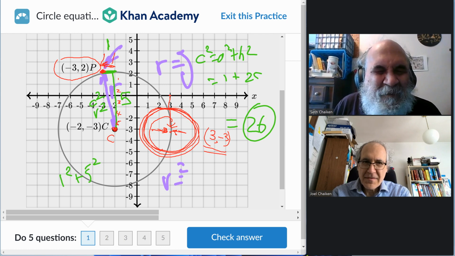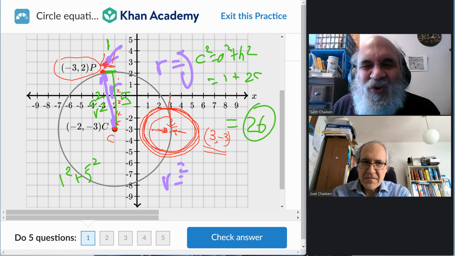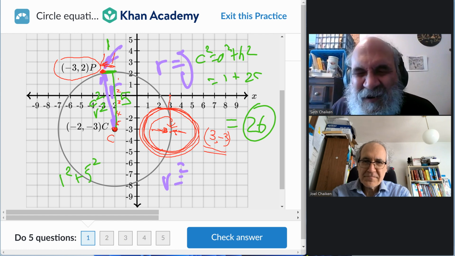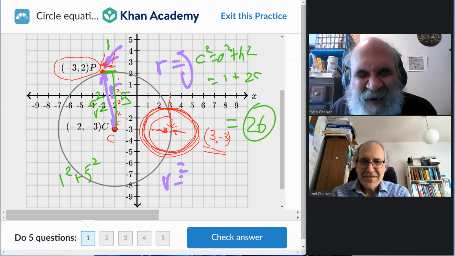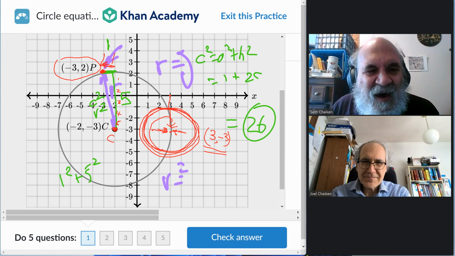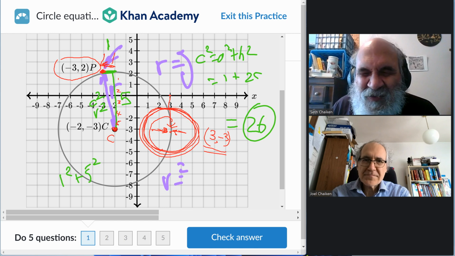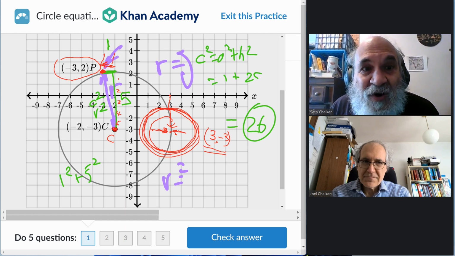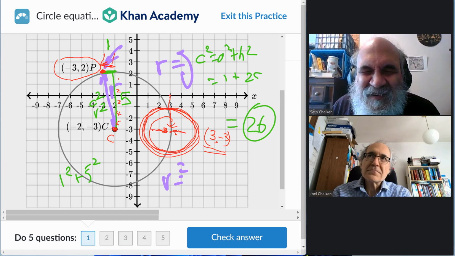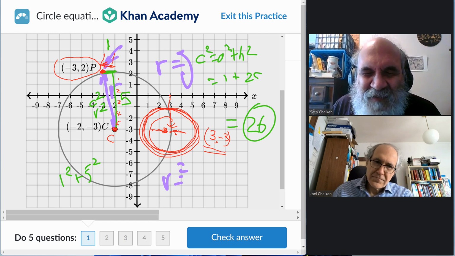Then I thought to myself, okay, the equation uses the square of the radius. So I didn't even bother calculating the radius. All I wanted was the square of the radius. It's easy to square 5 and get 25. And of course, the square of 1 is 1, that's 1 times 1. So the square of the radius, also known as c squared or r squared, is 1 plus 25, which is 26.